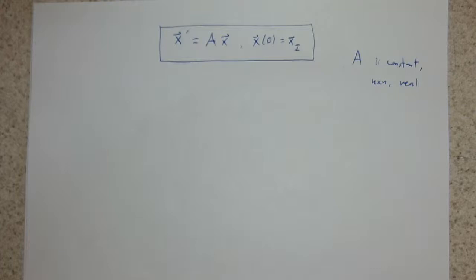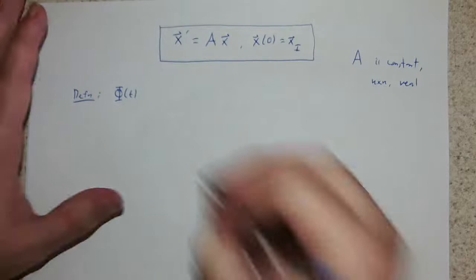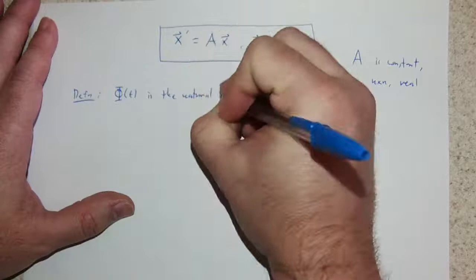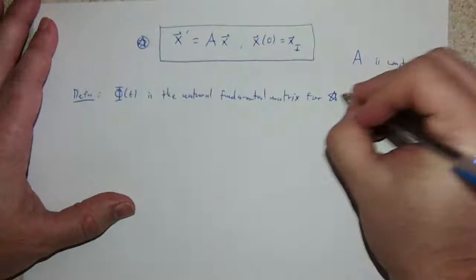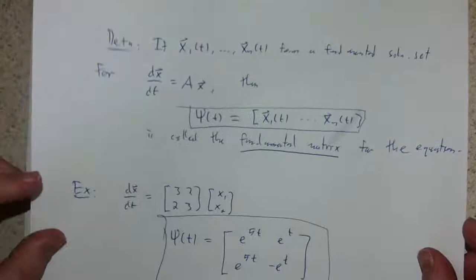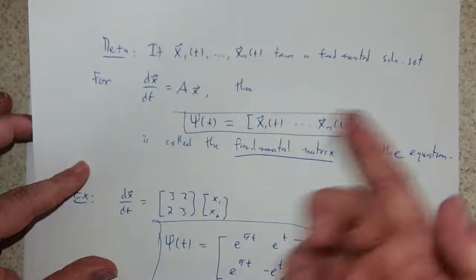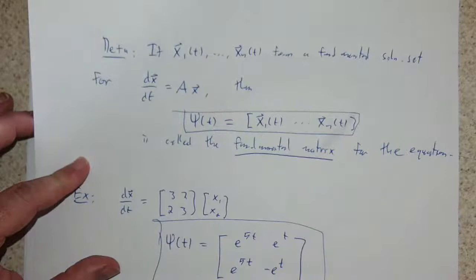Define big phi of t to be the natural fundamental matrix for star if. Now, yesterday we defined the fundamental matrix. Basically, if we had found a fundamental solution set for this equation, then the fundamental matrix was just the matrix whose columns were each of those solutions in that fundamental solution set.